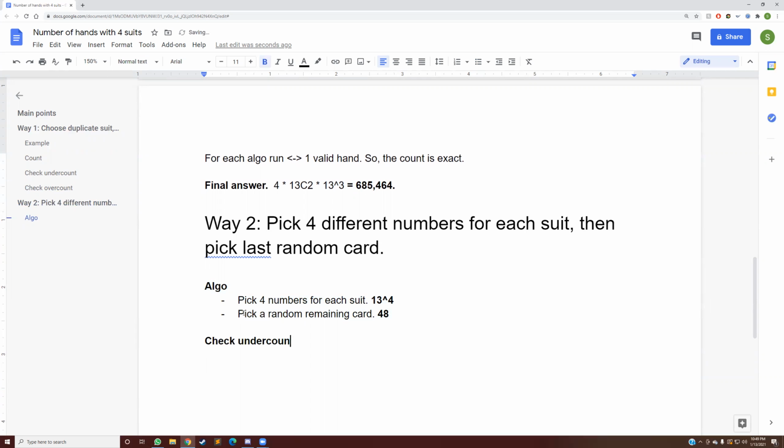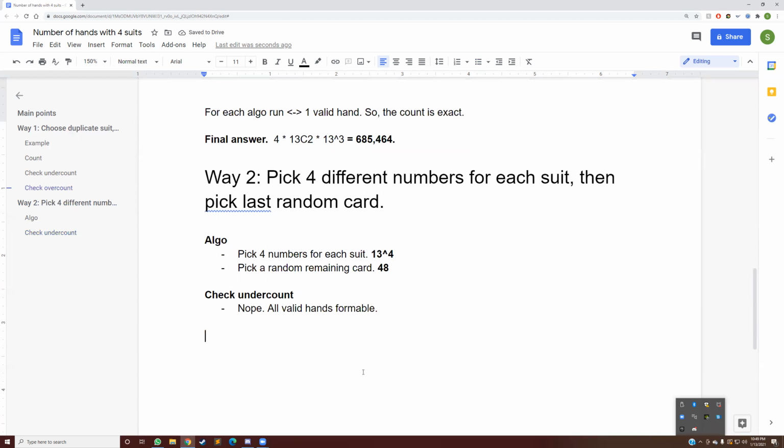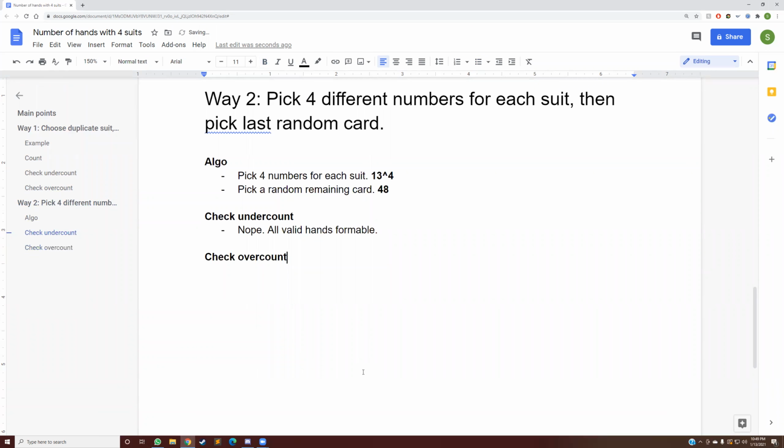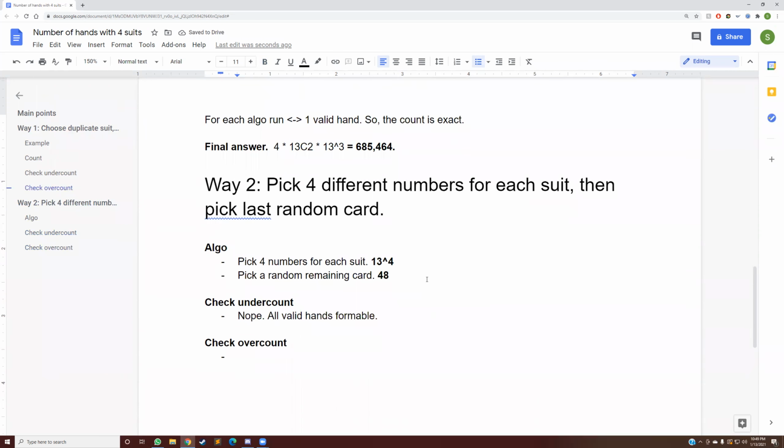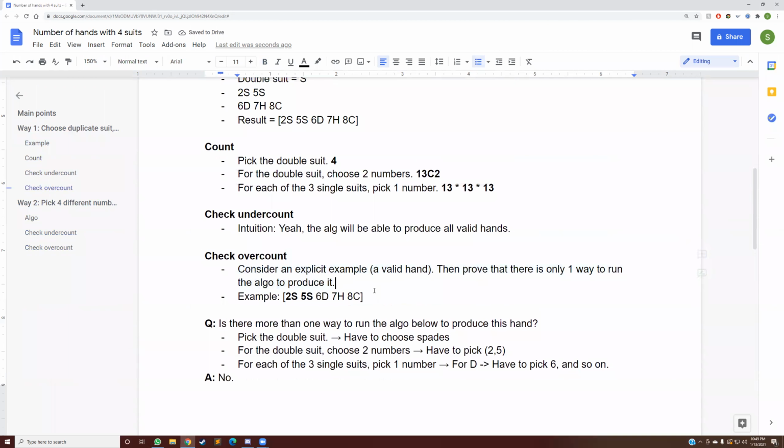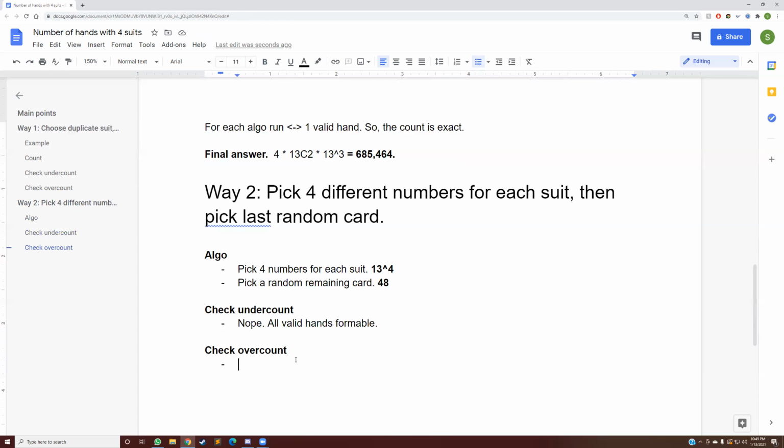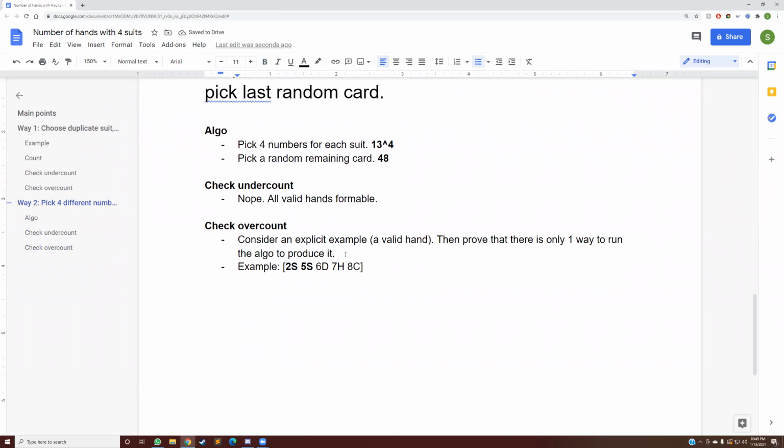Okay. Let's start with the easy one first. Check under count. For any valid hand, can you form it with this algorithm? Yep. All valid hands are formable. Now check overcount. Oh shoot. How do we check for overcount again? We try to get a hand and see if we can form it. Yep. Exactly. So let's see how many ways there are to produce it.